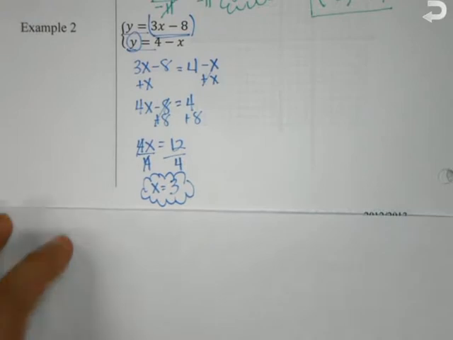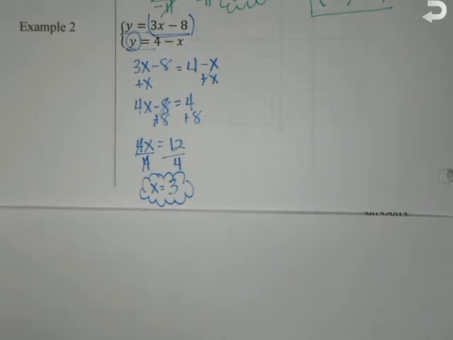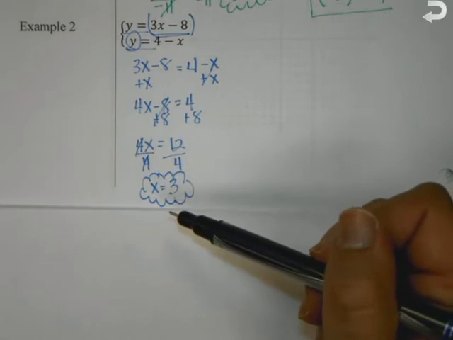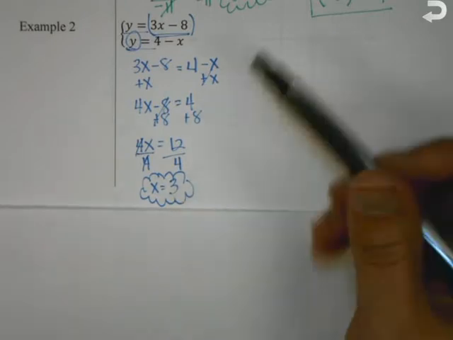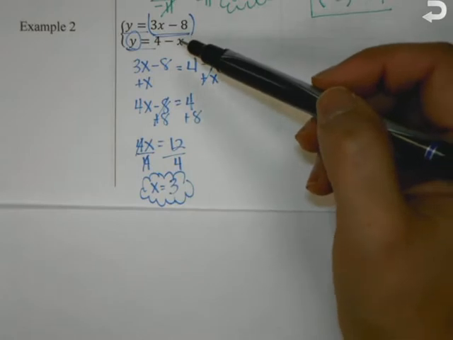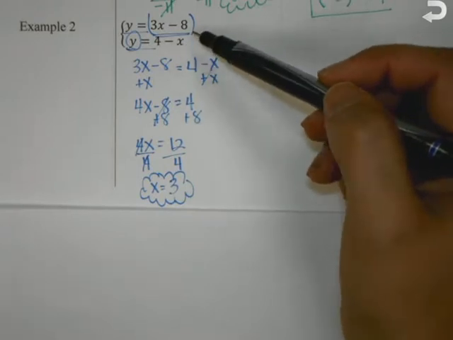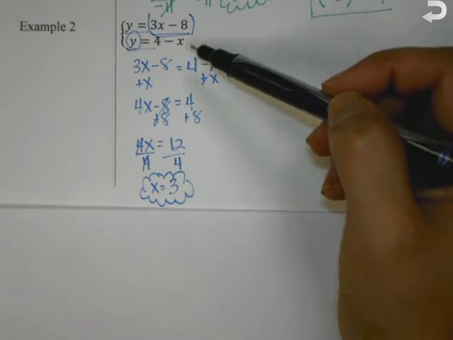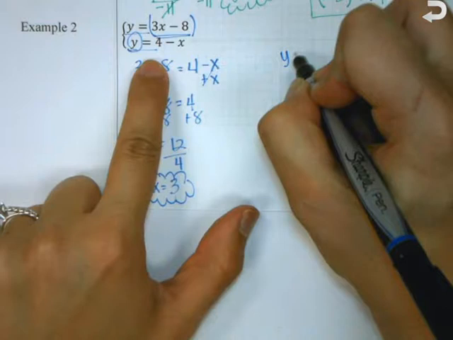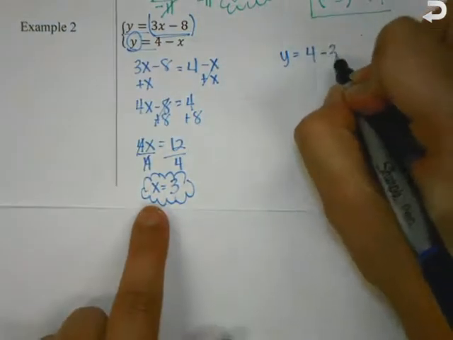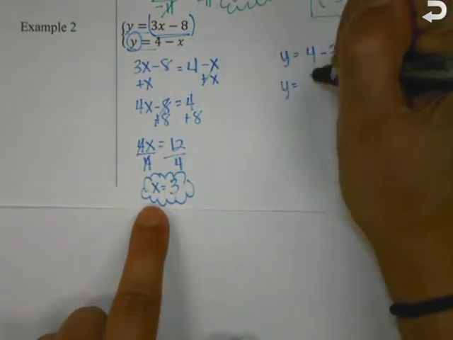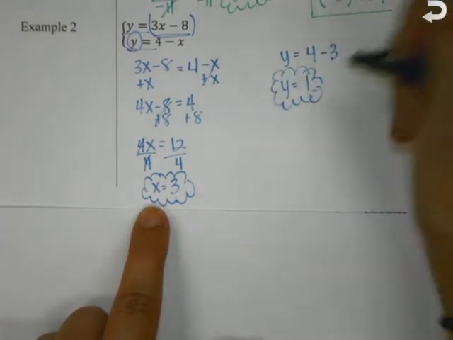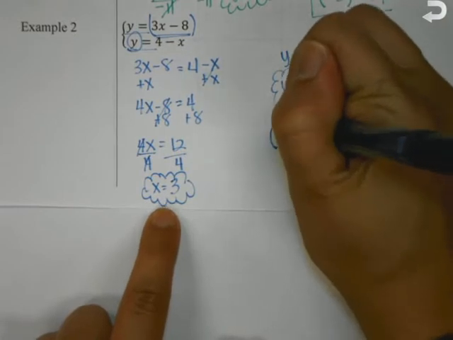So I have x equals 3, but I still need the y. So how am I going to find the y? Plug it in. It doesn't matter which one we plug it into. Who wants to plug it into the first? Who wants to plug it into the second? Second's a little bit smaller. So we have y equals 4 minus x, which is 3. So y equals 1. So this is not my answer, though. I need to write my answer as an ordered pair. X comes first. So 3, comma 1. That's what your answer should be.